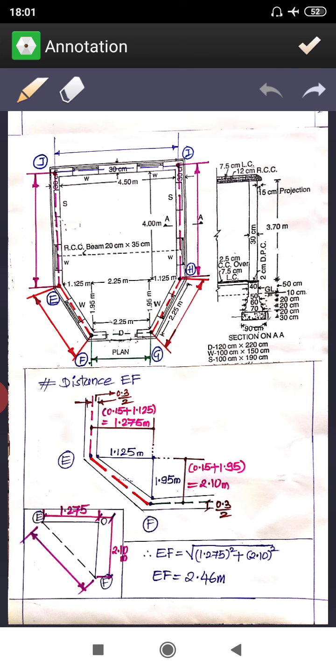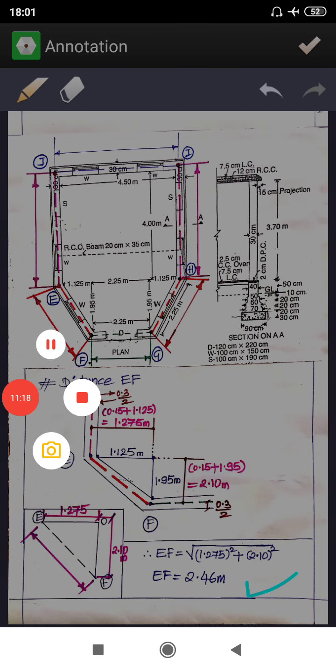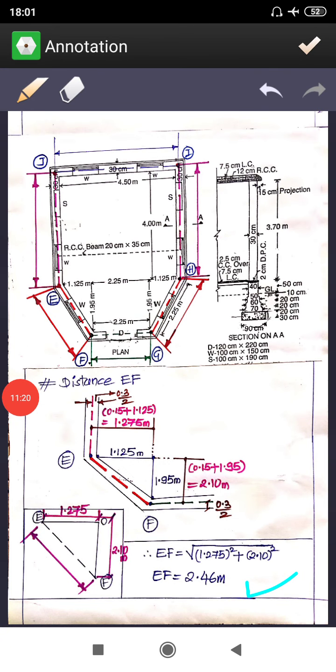Now EF, by using Pythagoras theorem, is equal to square root of 1.275 square plus 2.10 square. That is going to be EF equal to 2.46 meter. Now after getting the center to center distance, it will be easy to get the long wall or short wall.